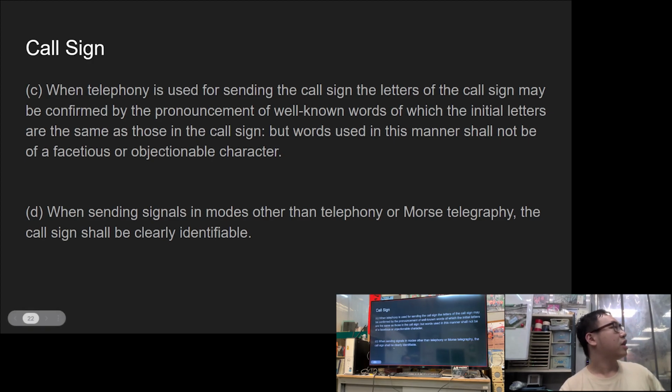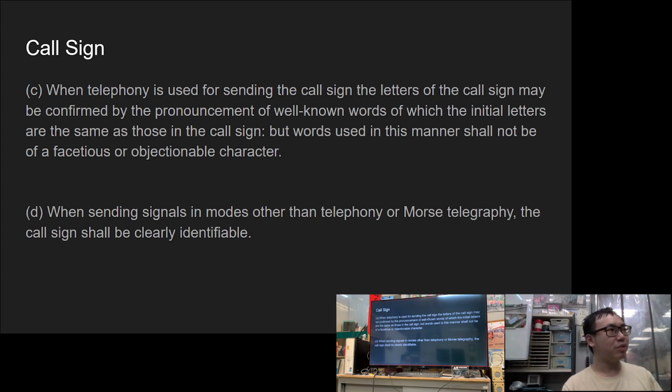Not important. If you are using the call sign, use C first. PK should always use himself as an example. Your call sign should be well-known words and should not be factitious or objectionable characters. Because his call sign is PK, and you will think of other words in Cantonese. So he is always making jokes of himself. But no, it doesn't matter.